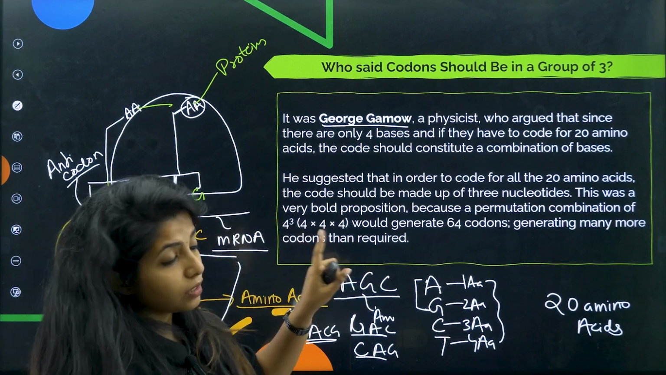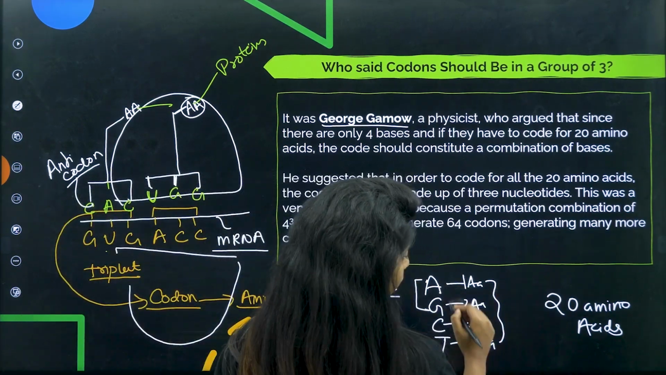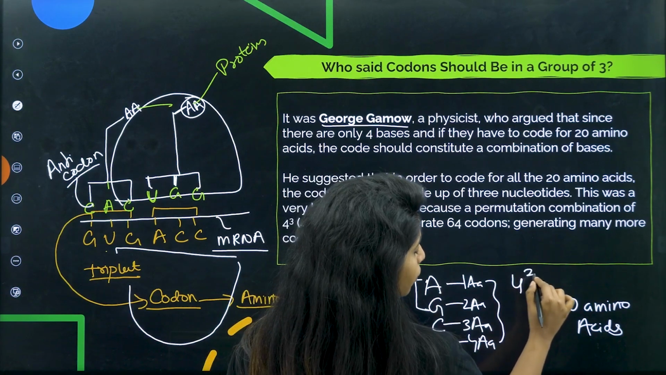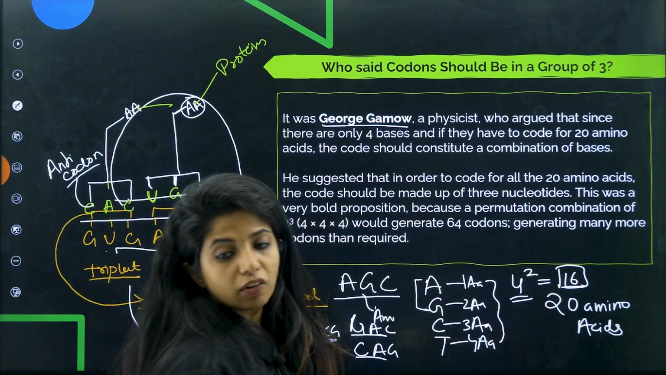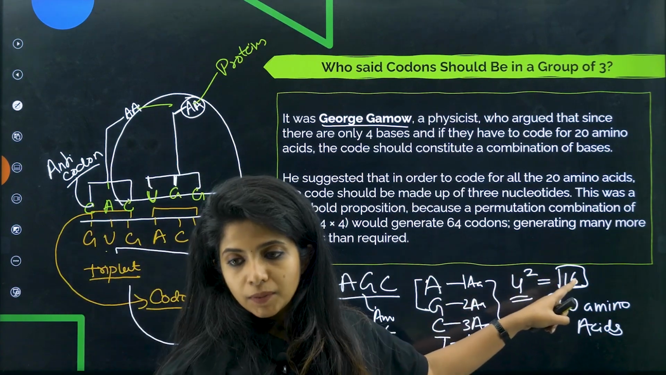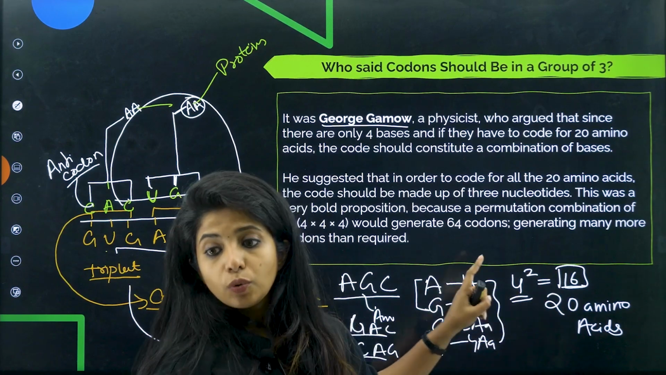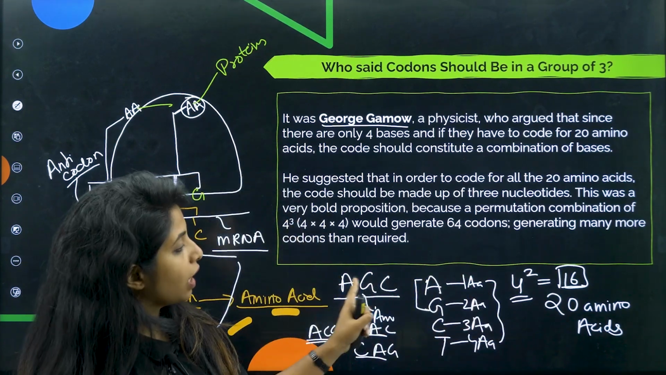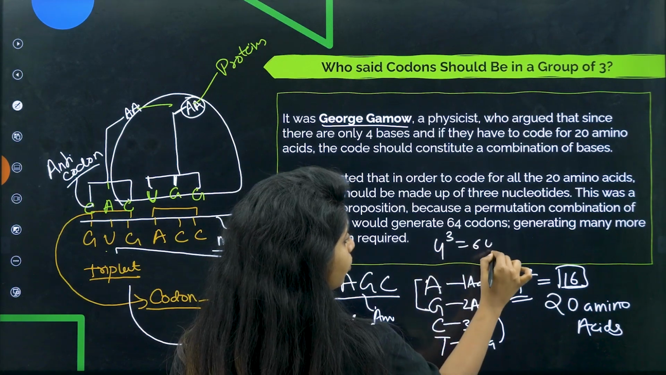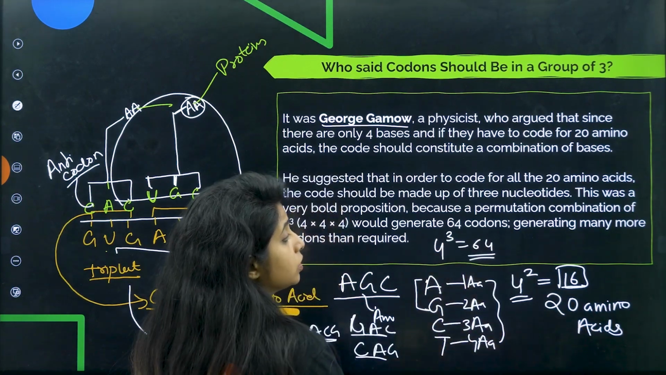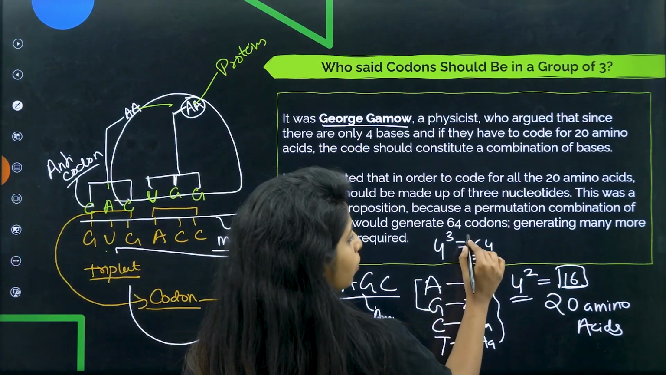So if it was just 2 nucleotides coming together, and I had 4 bases, 4 to the power 2, I get 16 possibilities. So 16 amino acids would be made. That's not my concern. I want how many, children? 20. So if I have triplets, then 4 raised to the power 3, I get 64 and it's all fine. I can include 20 amino acids or even more, right? In different combinations, I get different codons.